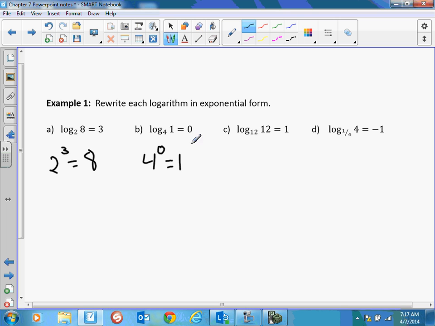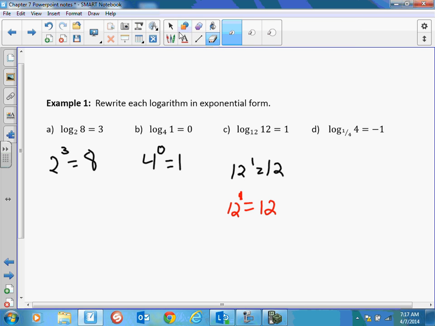4 to the 0 power and 8 to the 0 power equals 1. This one, 12 to the first power equals 12. So we're going to write 12 to the first equals 12. Or I'm going to write that again, maybe a little bit better. That's a 1. And the last one, 1/4 to the -1 equals 4.